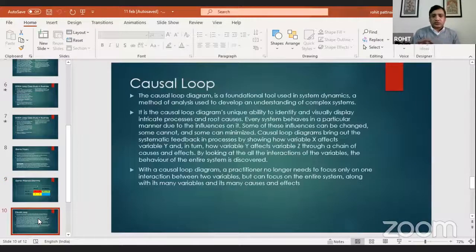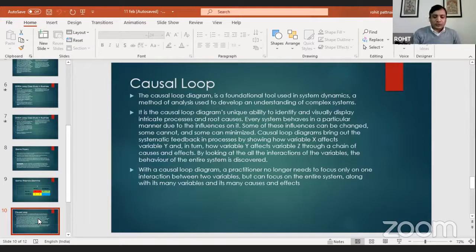Finally, there is something known as the causal loop. I'm not sure how many of y'all would have used it, but the causal loop diagram is a foundational tool used in system dynamics, a method of analysis used to develop and understand complex systems. Causal loop can be used to understand Six Sigma systems. Most of y'all would be familiar with Six Sigma, I'm sure. It's a very useful tool for laying out a picture of Six Sigma. From a strategic perspective, it's very good to understand, supposing you want to understand insurgencies, what the cause is, what the effect is. In a causal loop diagram, it brings out systematic feedback and shows how each variable interacts with the other.